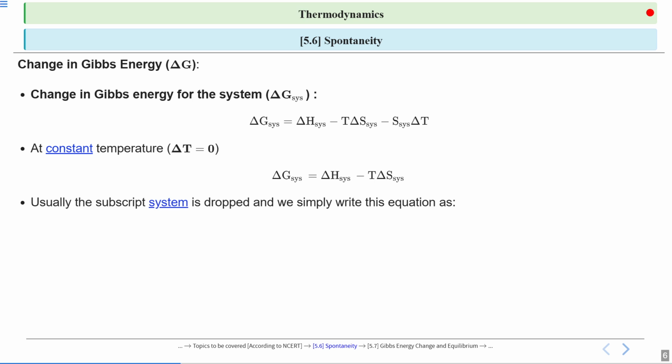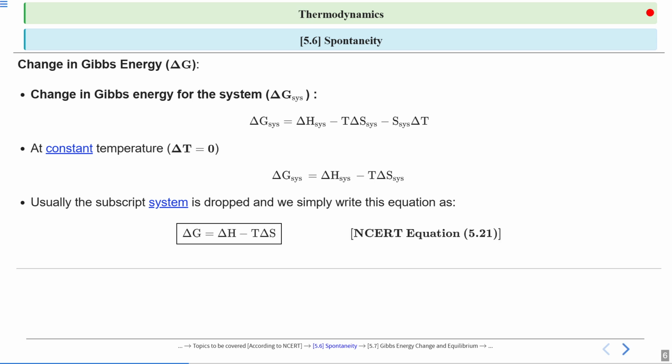Next, the SYS that you are seeing constantly is subscripting the system. If you want, you can drop this term also, and finally the equation can be written as delta G equals delta H minus T delta S. This equation is the one which you will surely notice in most of the textbooks, and this is NCERT equation 5.21. Now we will look at the different aspects of this equation.